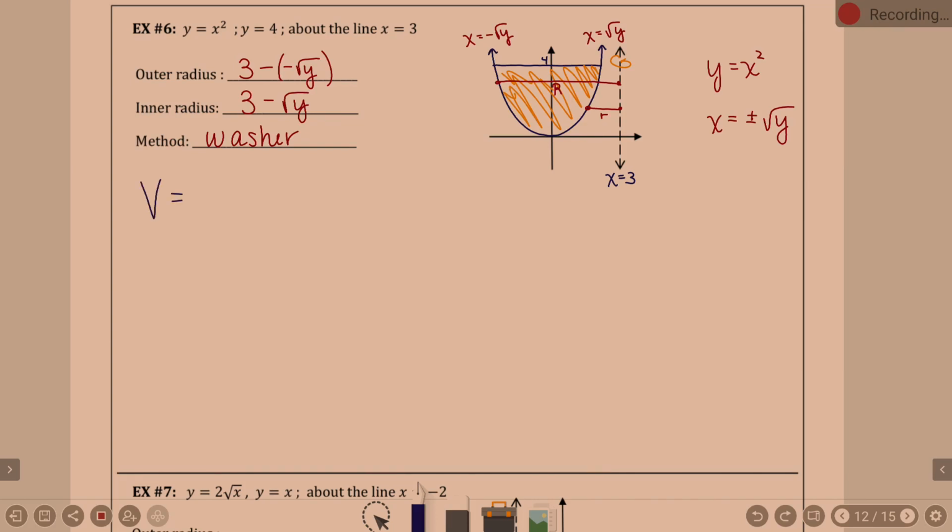0 to 4, for bounds. Yes? No? It's in terms of y, so 0 to 4. Okay? So big R squared, 3 plus square root of y squared, minus little r squared, 3 minus square root of y squared, dy. No calculator, so as I said, what are we doing? Squaring everything out.